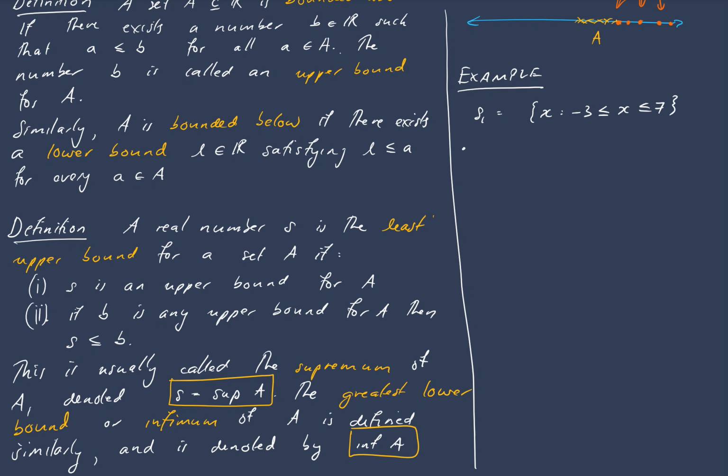Okay, so just a couple of statements. If we want to list off some upper bounds, well, we have 10, 7, 8, 9, 9.1 are all upper bounds for S1, because every element of S1 is less than or equal to them. The supremum of S1, the least of these upper bounds, is 7. You can't have an upper bound that's lower than that.